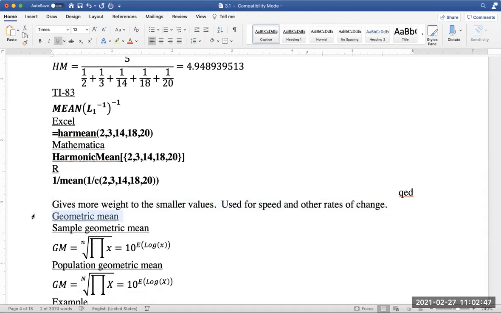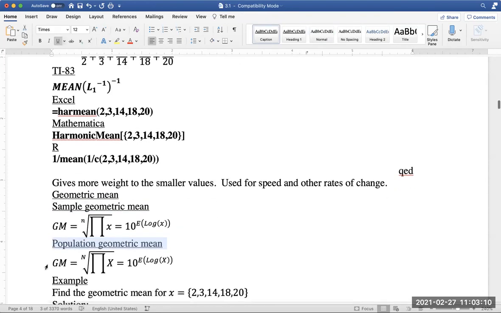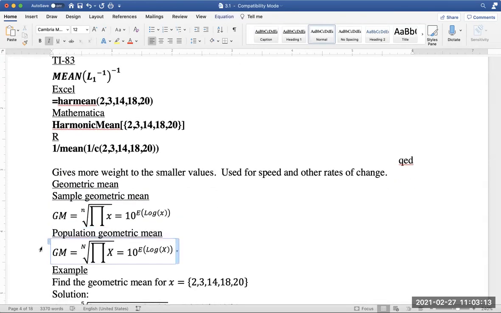Okay. Geometric mean. So the geometric mean is defined as follows. The sample geometric mean is the nth root of the product of all the data values. It is 10 to the power of the expected value of the log of your data values. The population geometric mean is the nth root of the product of all your data values. It is 10 to the power of the expected value of the logarithm of your data values.